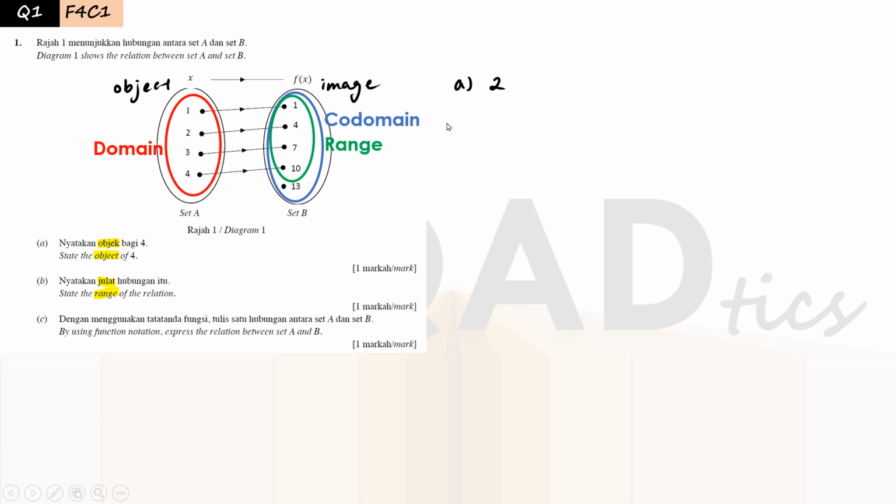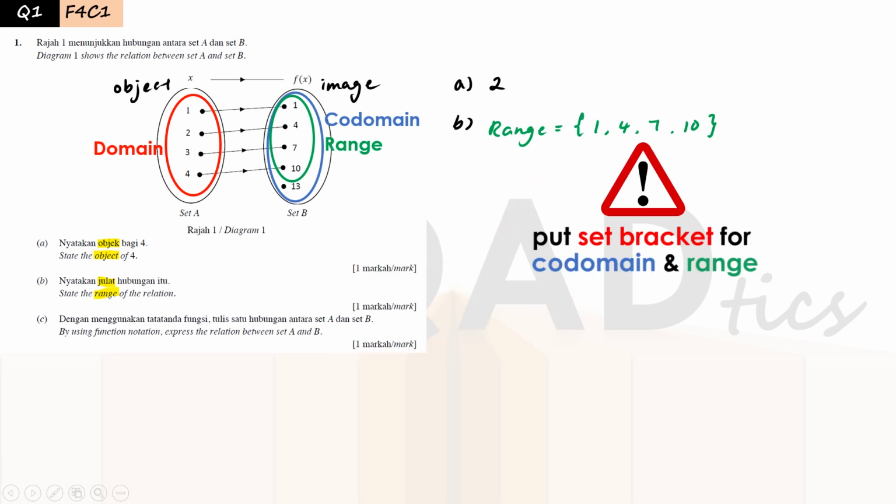To write out our answer, we write it this way. We put the set of values here, and on the outside we need to put the curly bracket, also known as the set bracket. Once we have a set of numbers, we need to use the set bracket. Without this set bracket, you will be deducted marks. So please remember this.